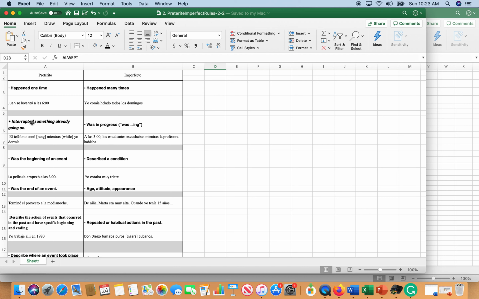Then, like I say, this one will be the last one, okay? You use imperfecto when the action happened many times in the past. For example, it's like talking about things you used to do, okay? Like yo comía helado todos los domingos. I used to eat ice cream every Sunday. That's an action that happened in the past. You don't eat ice cream anymore on Sundays, but you used to do it. And the action was happening multiple times.